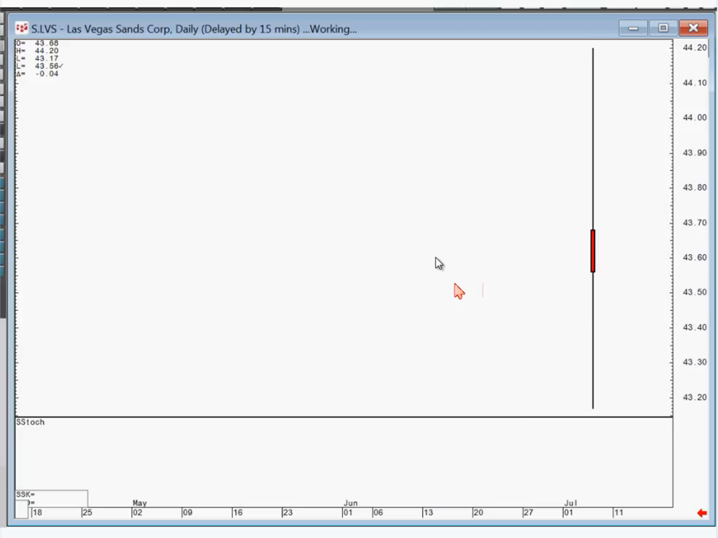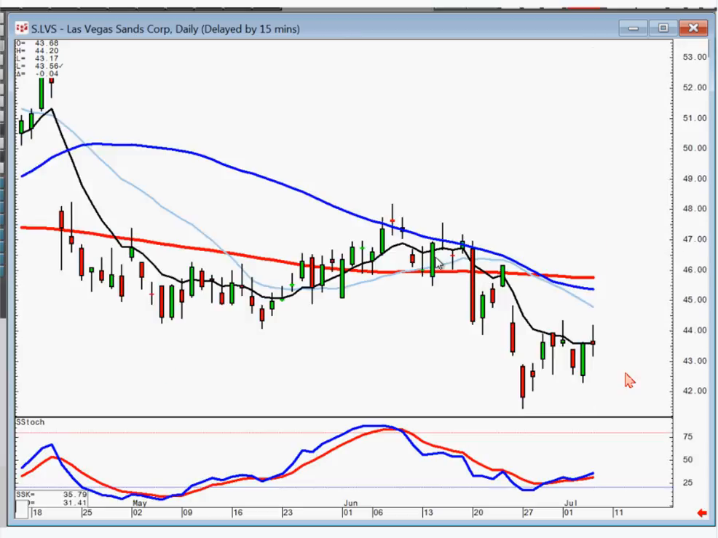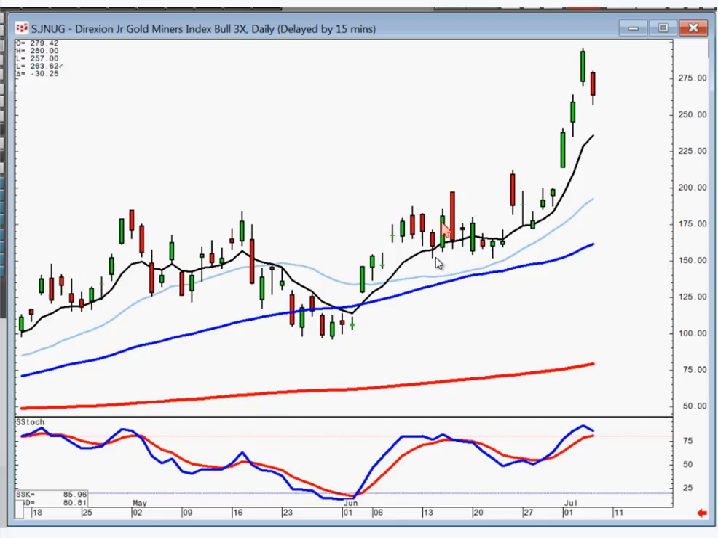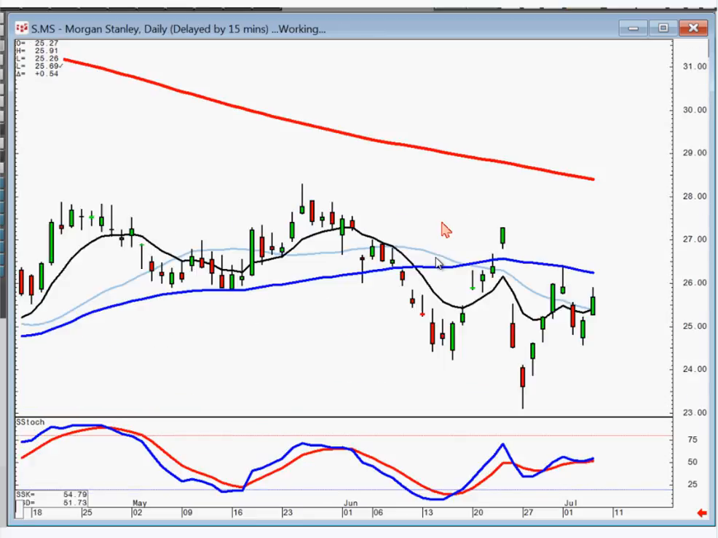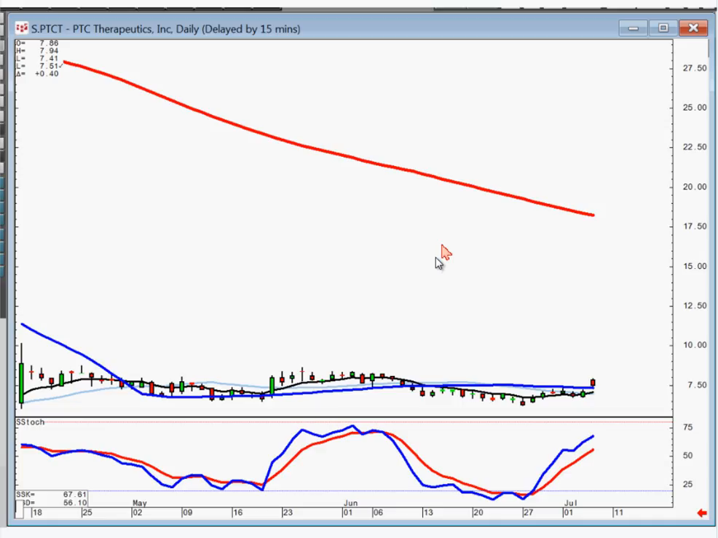Las Vegas Sands, nothing here to get excited about. You can see there's really no direction. I would be trading someplace else. JNUG is backing and filling with gold, but it hasn't done a sell signal. It just tells me it's going to do some backing and filling before heading back up. Morgan Stanley, nothing here to get excited about either. That's a sideways chart.